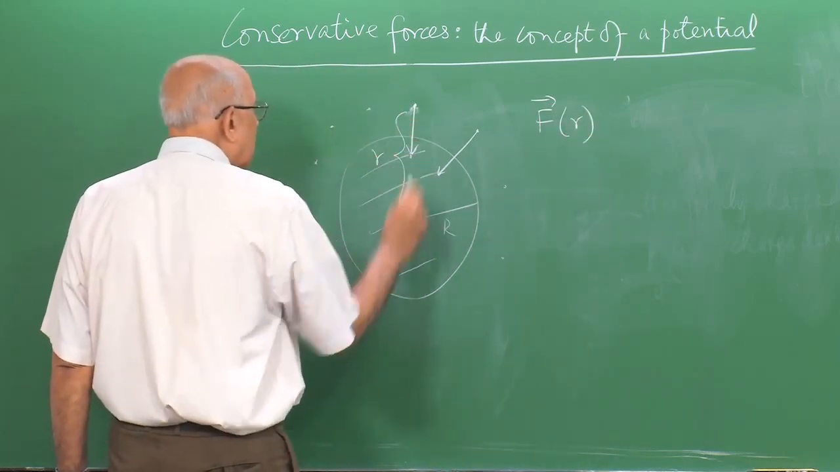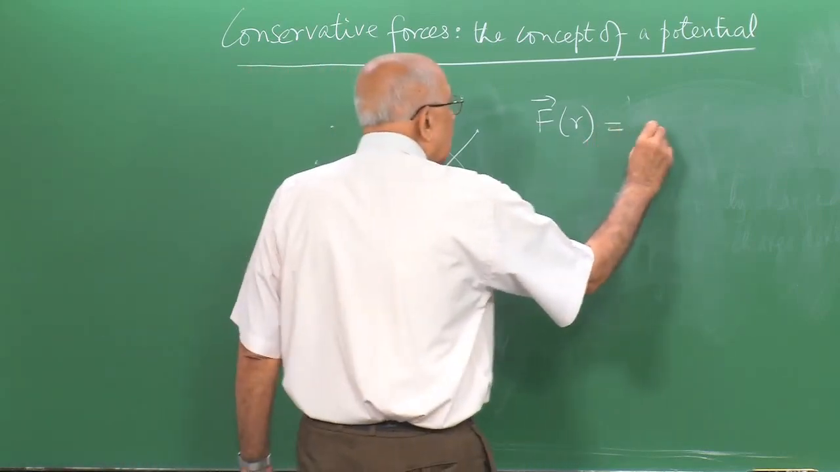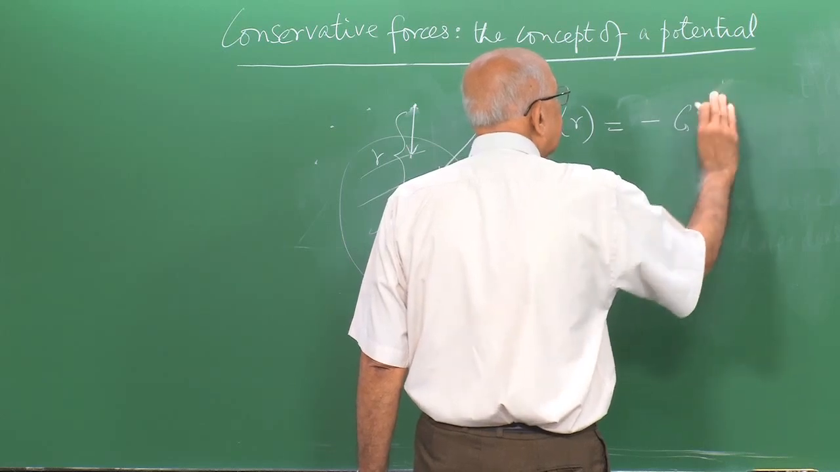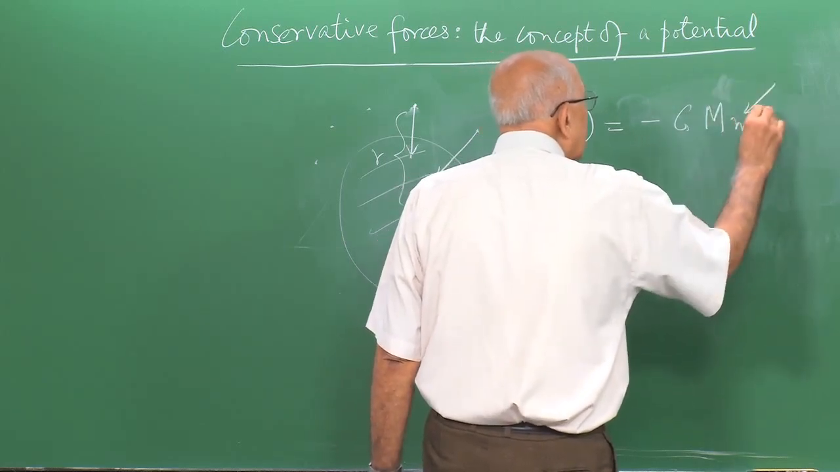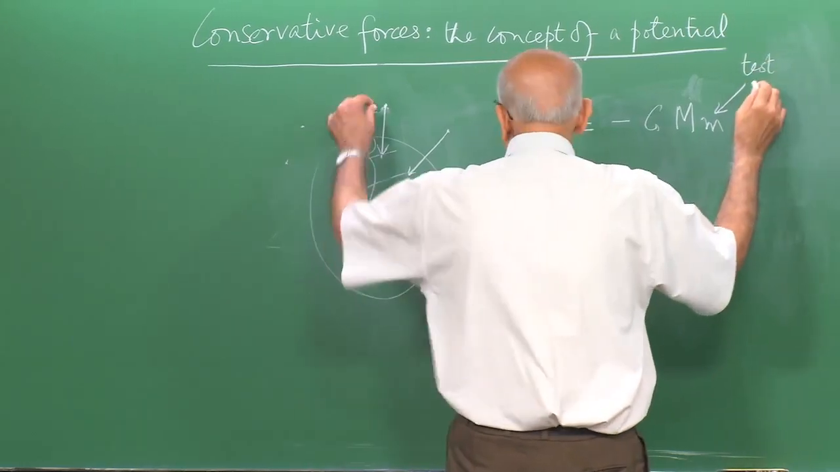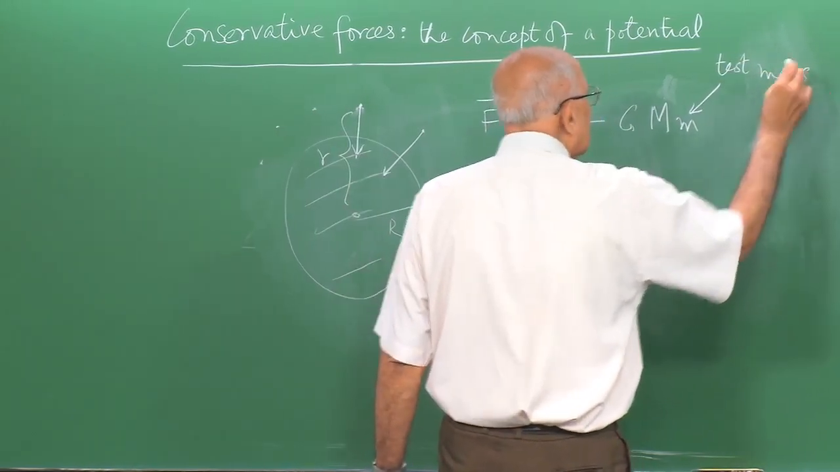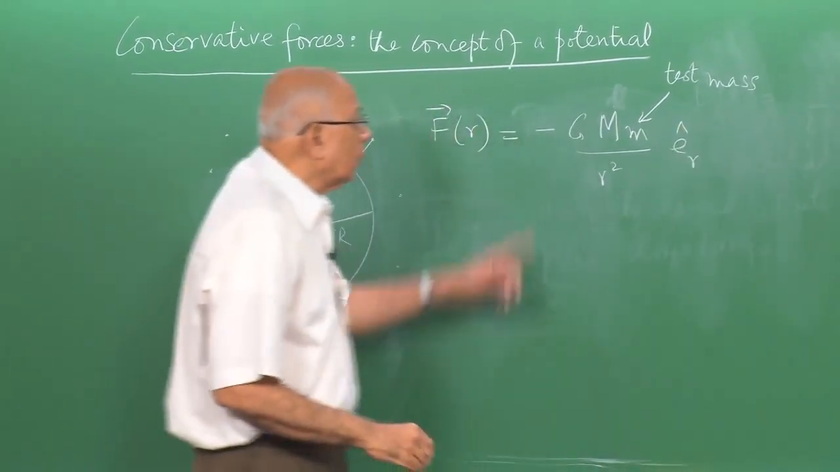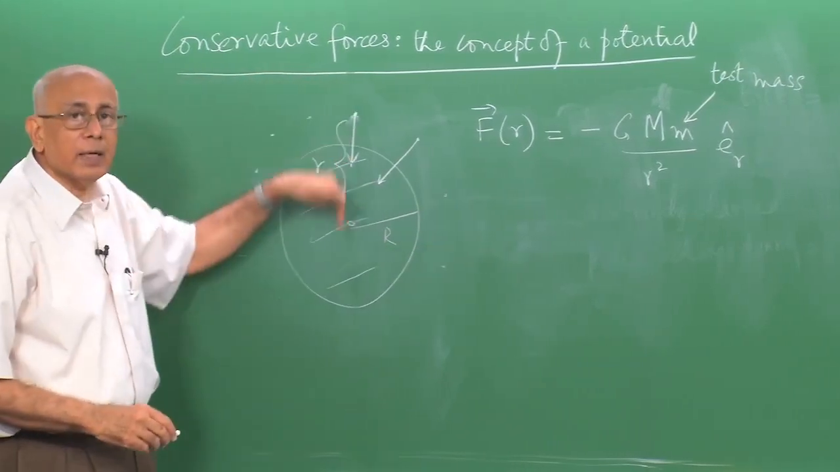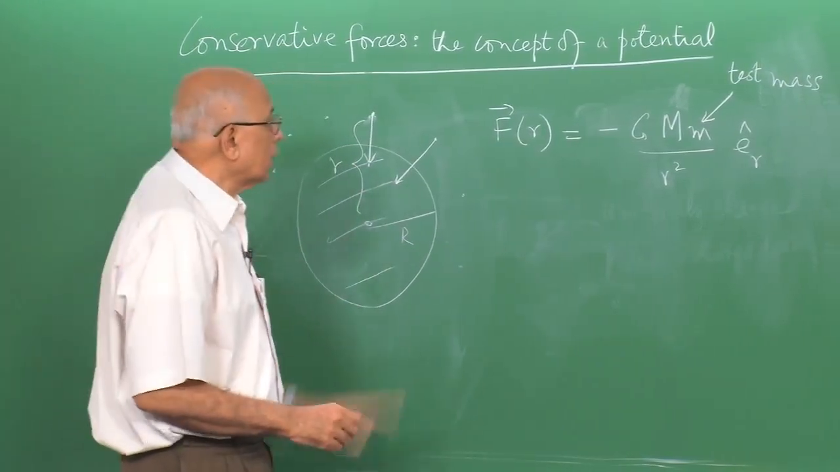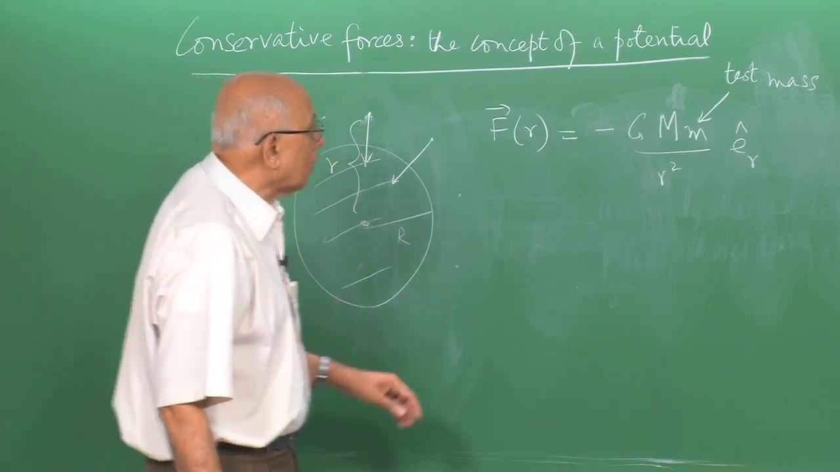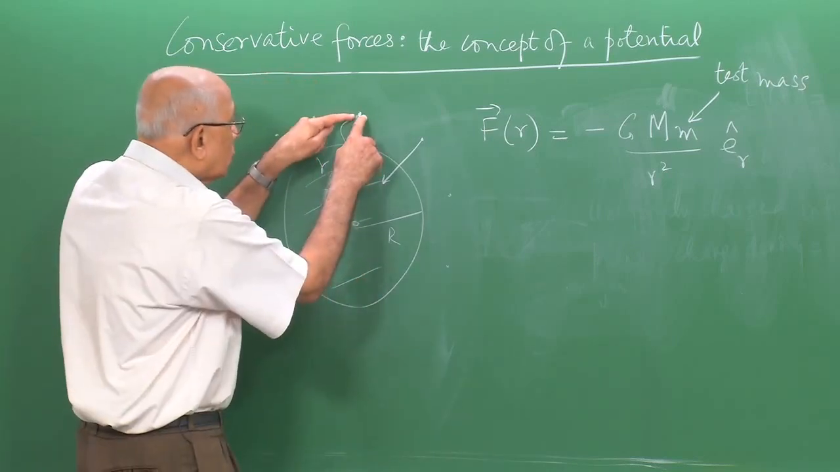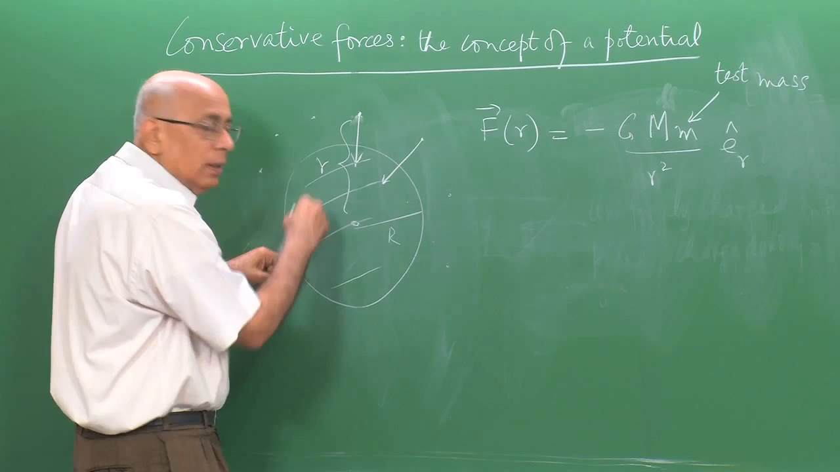So if this distance is r, this is equal to minus G times M, let's call this the mass of the Earth, times little m, that's my test mass, whatever mass I put at this point, like the test charge, divided by r squared times the unit vector in the radial direction, with a minus sign to show that the force is directed radially inwards as opposed to outwards. So that's the force, and this we know from Newton's law of gravitation, together with the fact that this is the gravitational force on this point due to every mass element of the Earth.